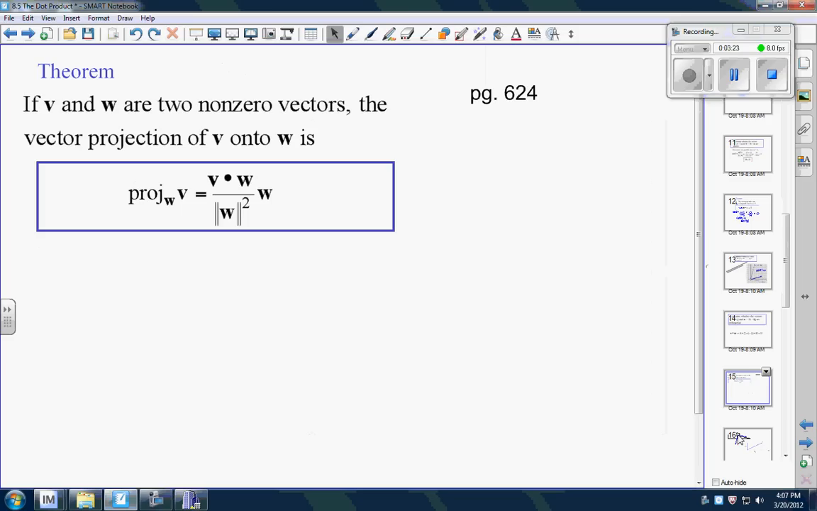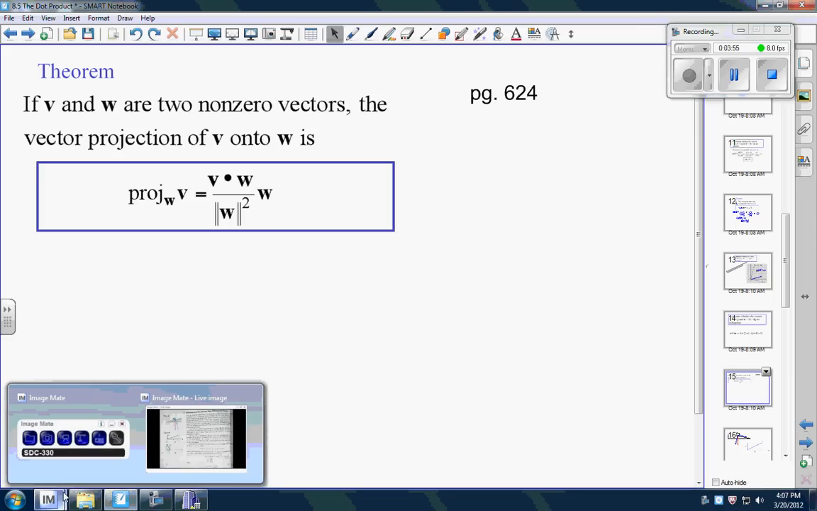Okay, this last thing here is the projection. Okay, and this is a lot of overlap with physics. It's a formula. It says if V and W are two non-zero vectors, the vector projection of V onto W is this formula right here. Projection of V onto W, the dot product divided by the magnitude squared, all multiplied by W. Okay, it's really best explained here on 624.